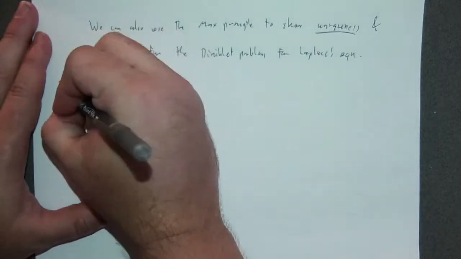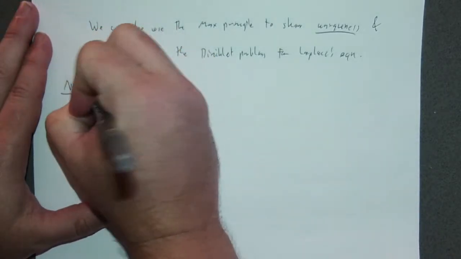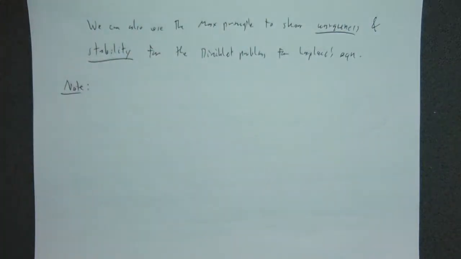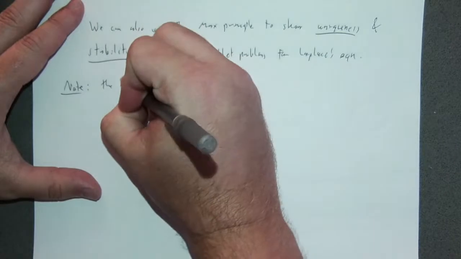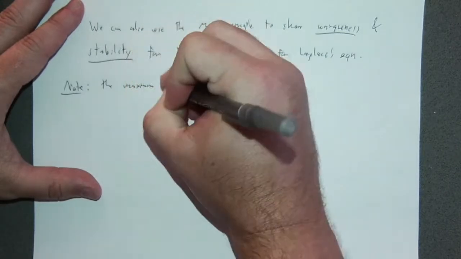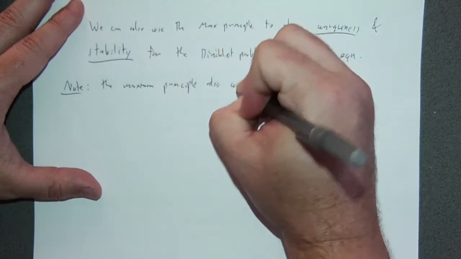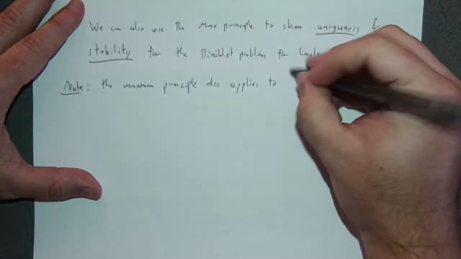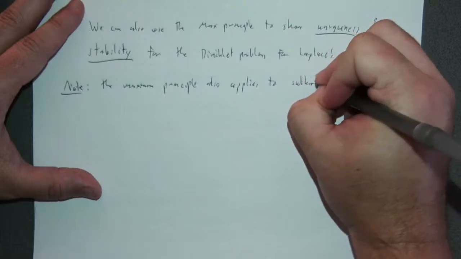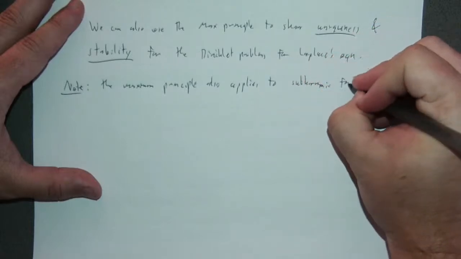So here's a quick note. The maximum principle we get is something that's fairly robust for harmonic functions in the sense that it actually applies to functions that are not quite harmonic. The maximum principle also applies to subharmonic functions.